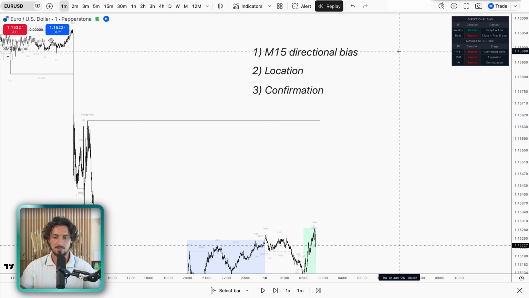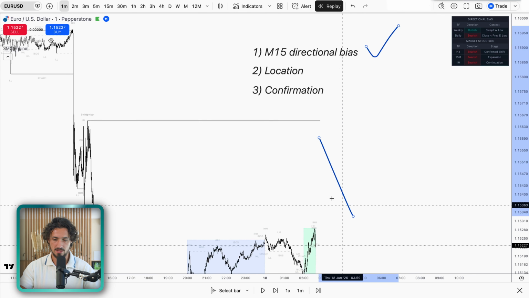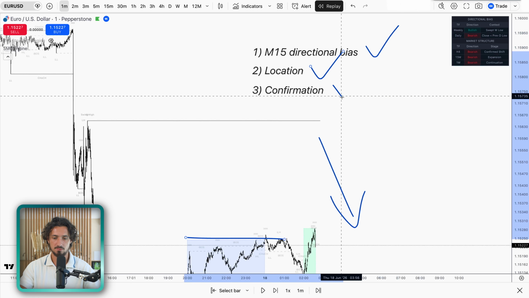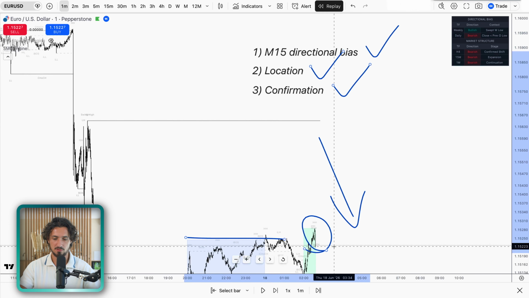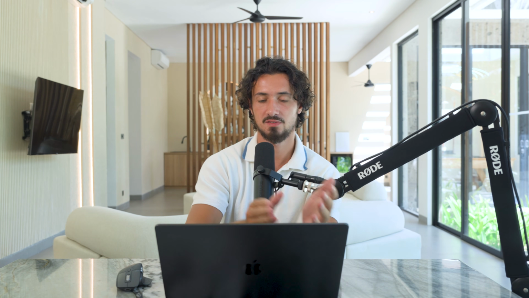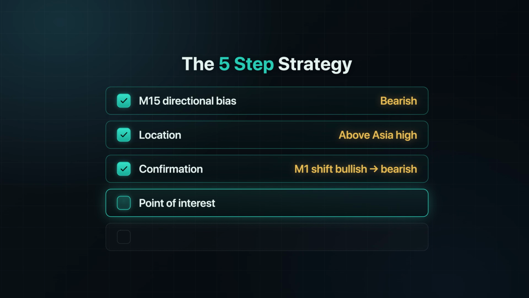Now we have M15 directional bias, which is bearish. We have our location above Asia high, and we have our confirmation, which is the M1 shift from being bullish to bearish. And now you can see how all of these things are starting to come together to form a step-by-step process for how to analyze price. And all you have to do is literally just follow a checklist. So after we get confirmation, we need step number 4, which is point of interest.